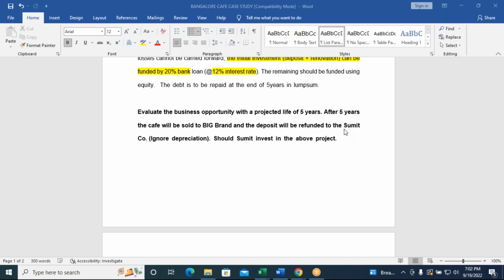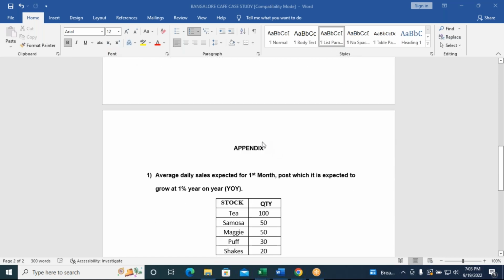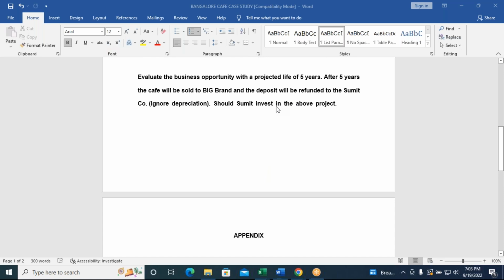Now the question is, this is what the case is all about. So this is how it is going to work out. So can Sumit invest in the above project? So we have to see whether the business will be in profit, and at what rate of profit it is going to be. Okay, so these are the scenarios that have been explained. Any doubt in this? Understood with this, girls?